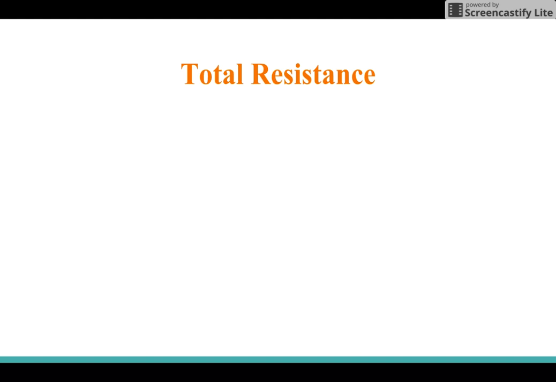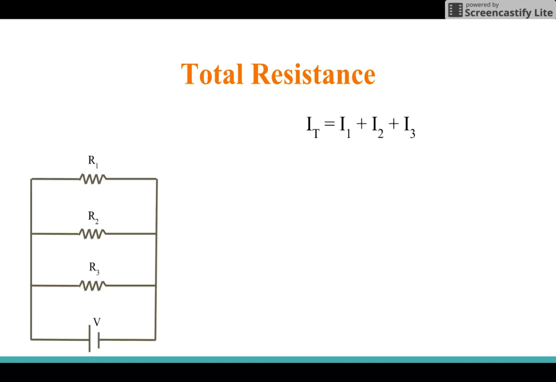Finally, total resistance. Total resistance has the most interesting formula compared to the others. First, let's suppose we have a circuit as shown to the left. As we previously discussed, the total current is going to equal the sum of the currents through resistors 1, 2, and 3. Ohm's law states that voltage is equal to I times R, which we can rearrange so that it says I equals V divided by R.